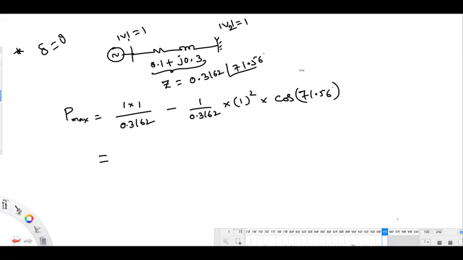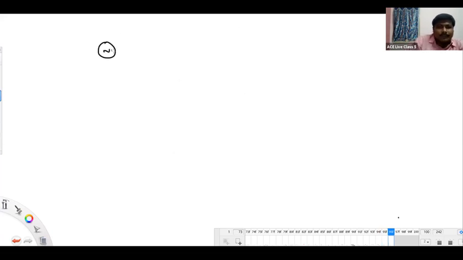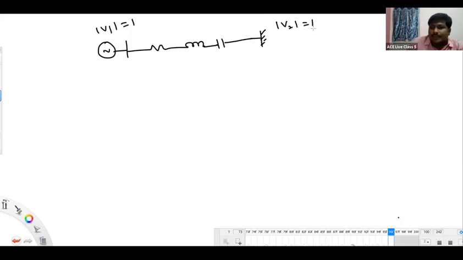Yes, sir, 2.162 per unit. It is only with delta equals theta. Now, same network, draw like this. I kept a capacitor also. Mod V1 is 1 per unit, and this is 1 per unit again, voltages.